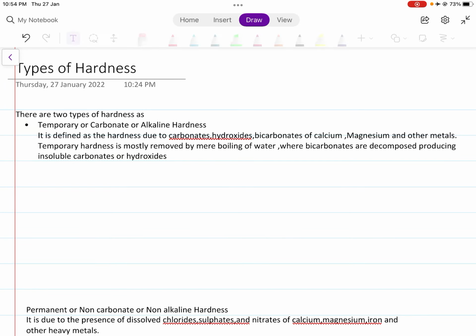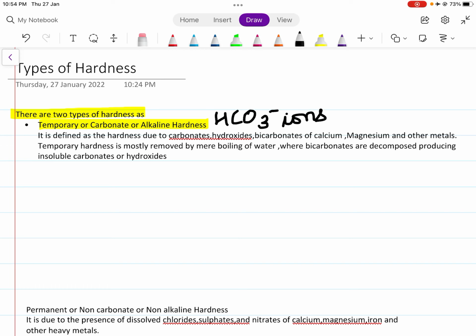So the next part is types of hardness. There are two types of hardness. Temporary hardness, or carbonate hardness, or alkaline hardness, is caused by HCO3 minus ions. It is caused by which ions? HCO3 minus ions. This type of hardness is the temporary hardness.